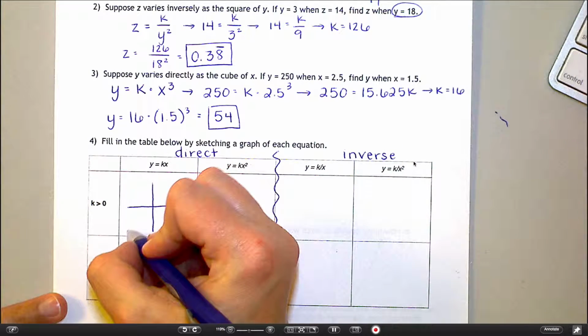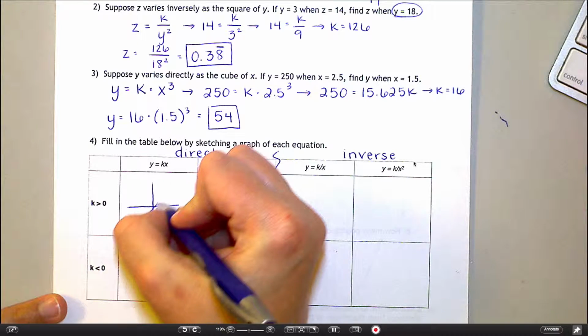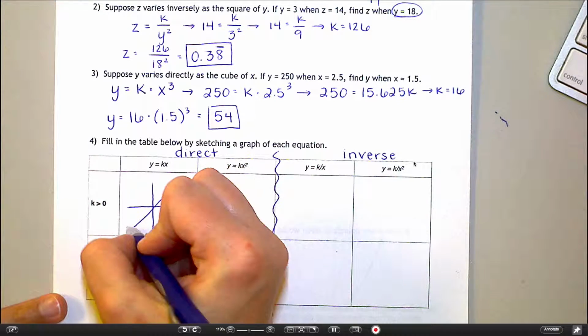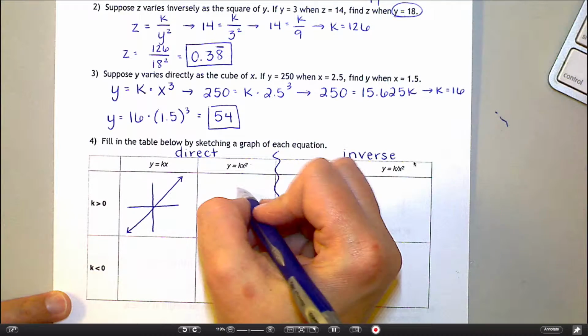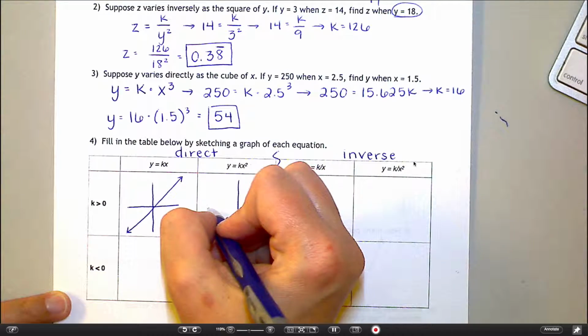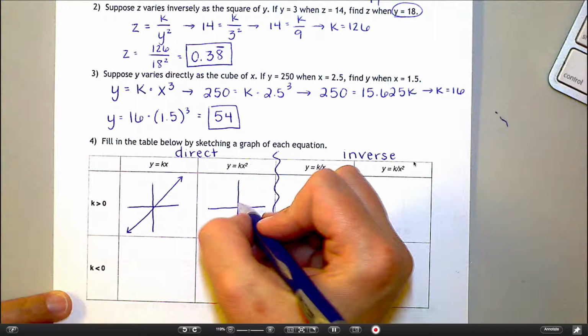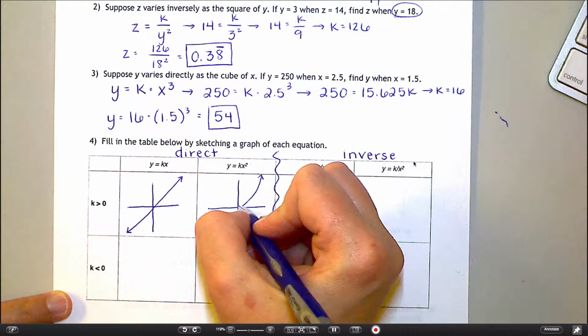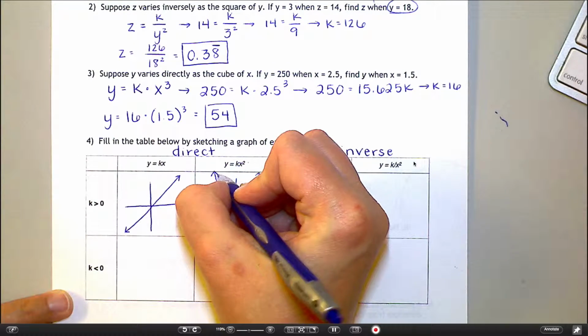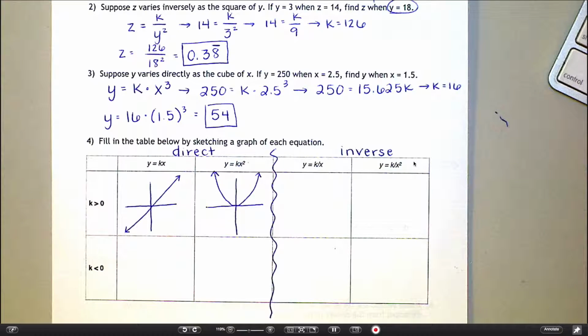Direct variation is always just going to be a line. That's a linear function, always going to go through the origin. Direct square variation, anytime you work with an x squared, and you should know this because we just covered this in chapter 6 as well, anytime you have an x squared in there, you're going to get a parabola.